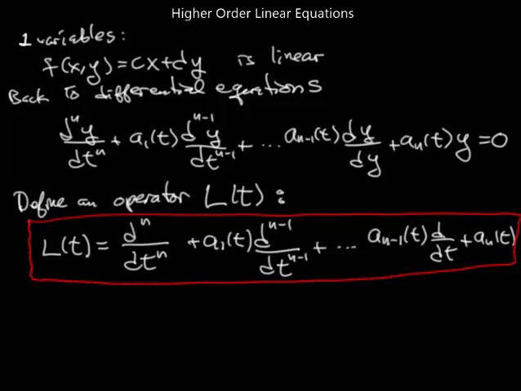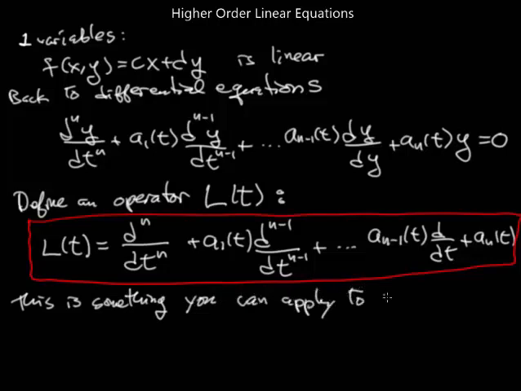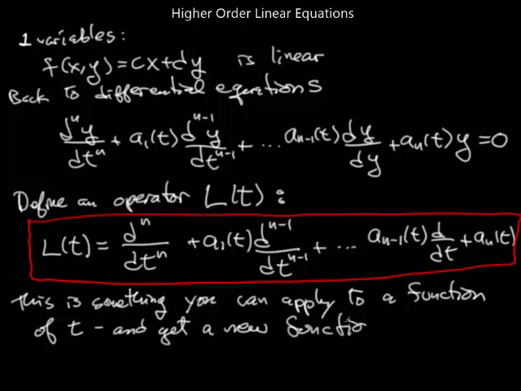And this is an operator, L(t). What does that mean? This is something that you can apply to a function. If you had this operator L(t), you can plug in any function and get a new function by evaluating the various derivatives at the function, multiplying by the various a_i(t)'s and adding them up. That gives you a new function. So L(t) is a map from functions to functions.